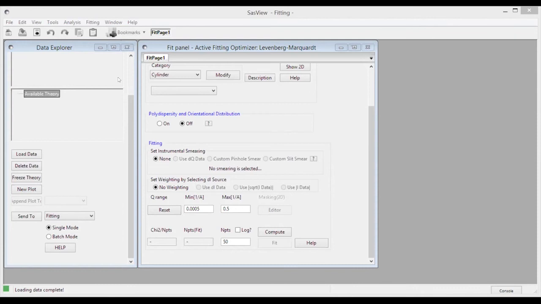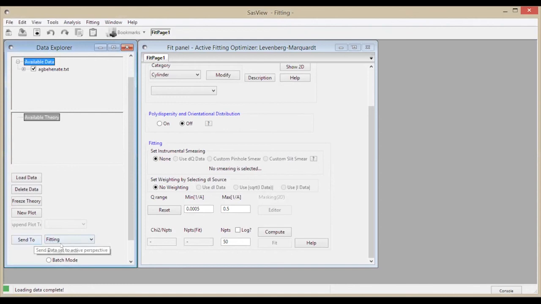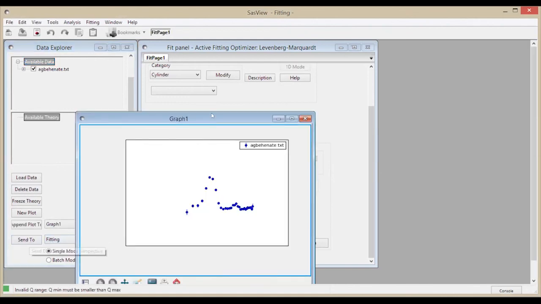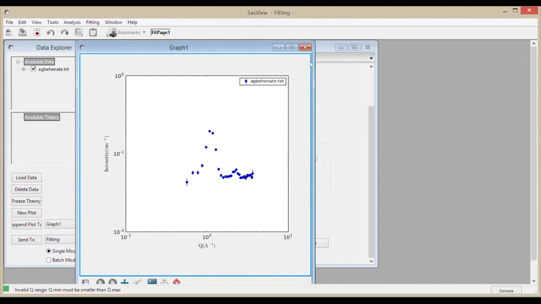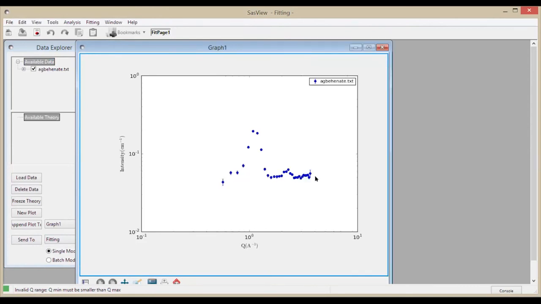Please refresh your browser with these data files so that they appear. All right. So I'm sending the data to fitting, and this is how it looks. What we see is very, very noisy, very ugly data, in fact.